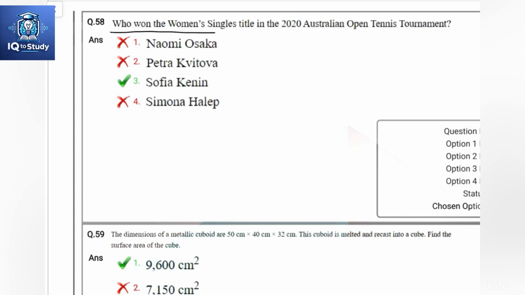Who won the women's singles title in 2020 Australian Open tennis tournament? Sofia Kenin in 2020.